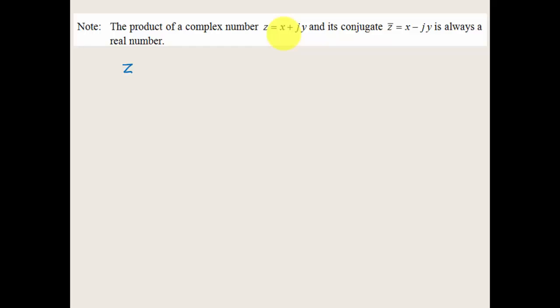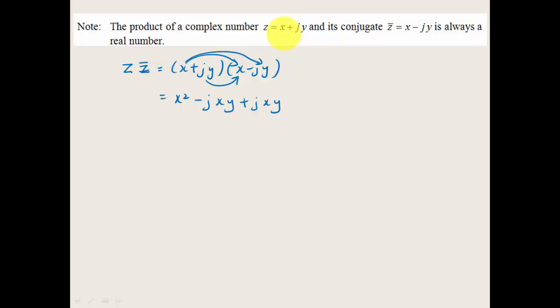So I'm taking z and multiplying it to z conjugate. So what's z? z is x plus jy. And what is z conjugate? x minus jy. And I'm going to apply the distributive law of multiplication. So x times x will give me x squared. x times minus jy will give me minus jxy. Next, I'm going to distribute this. jy times x will give me plus jxy. jy times negative jy will give me negative j squared y squared, because j times j, y squared, because y times y.